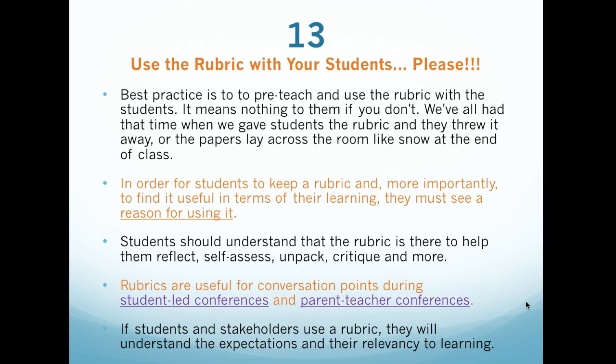Best practice is to pre-teach and use the rubric with the students. It means nothing to them if you don't. We've all had that time when we gave students the rubric and they threw it away, or the papers lay across the room like snow at the end of class. I kind of like that image.